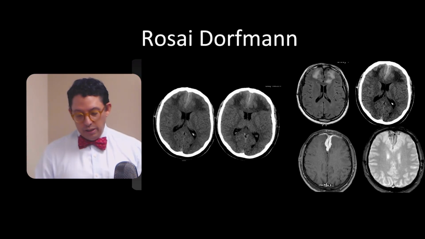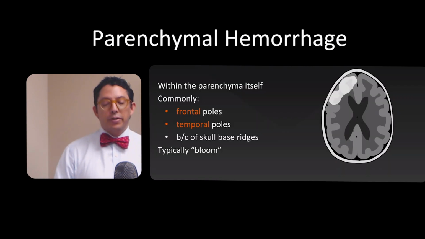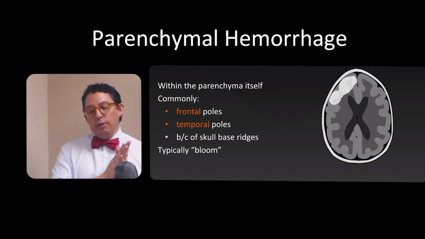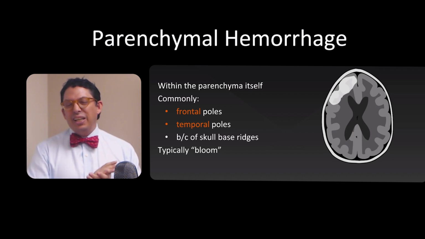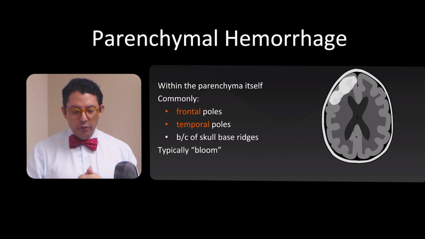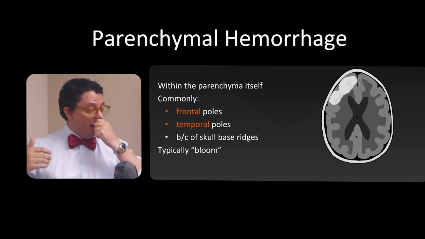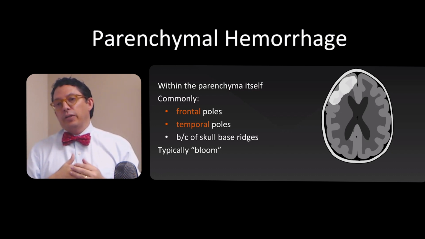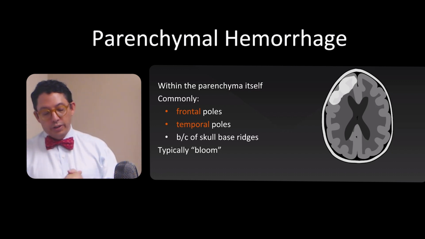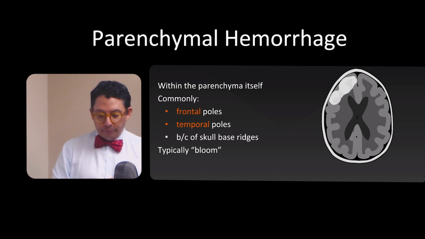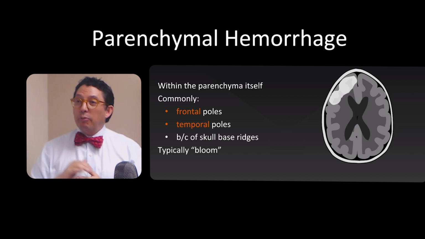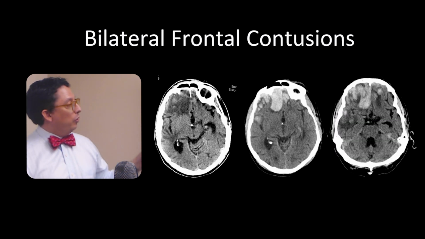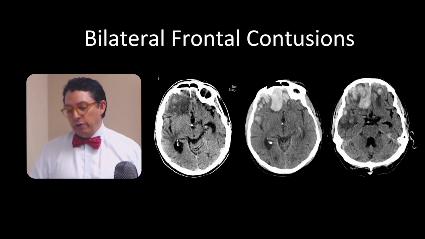Let's go really to the ones that we wanted to talk about, which are the parenchymal hemorrhages. Parenchymal hemorrhages are hemorrhages that actually happen inside of the parenchyma itself. They're commonly seen in the frontal lobes, especially inferiorly in the poles, where the convexity of the hemisphere hits the skull, or also in the temporal lobes where the same thing happens. Because of the skull ridges, remember that you can have them in the inferior frontal lobes. These are the ones in the frontal lobes that are very, very frequent.